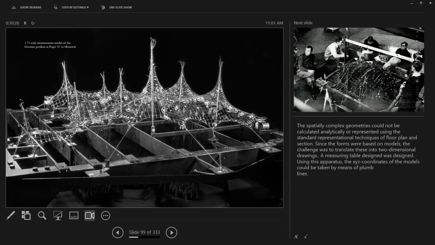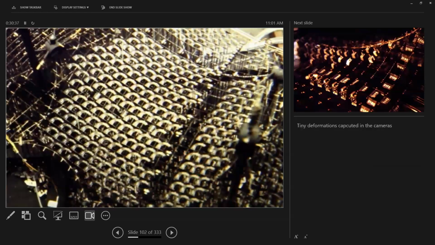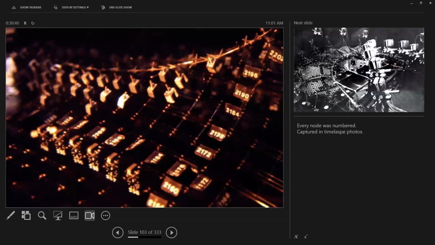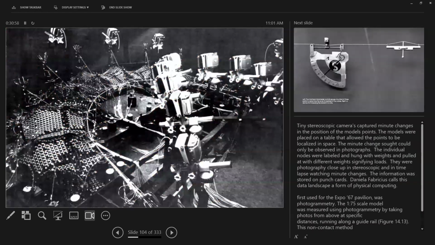In order to measure this, there was a giant measuring table that it would sit on, and they would hang plumb lines to figure out where things were. They would get these images, time lapse, overlapping, double exposed, showing the movement of particular nodes that were numbered, in order to figure out the loading conditions. And because the models would deteriorate over time, they were photographed simultaneously with innumerable cameras like this.